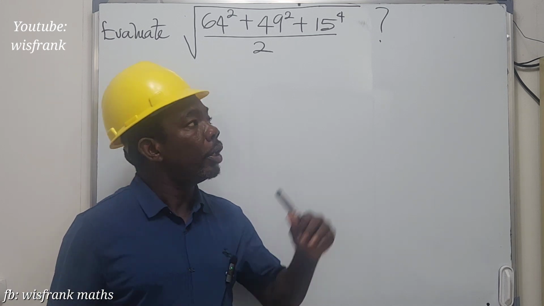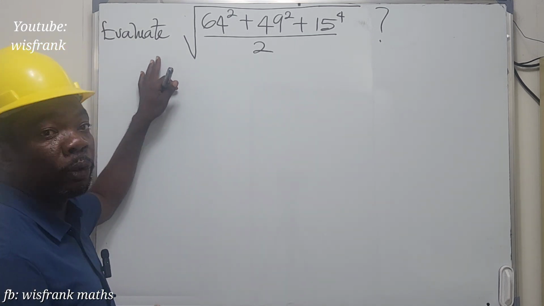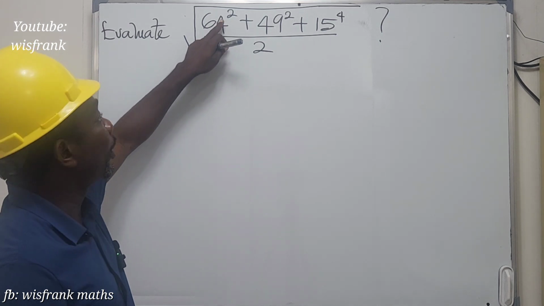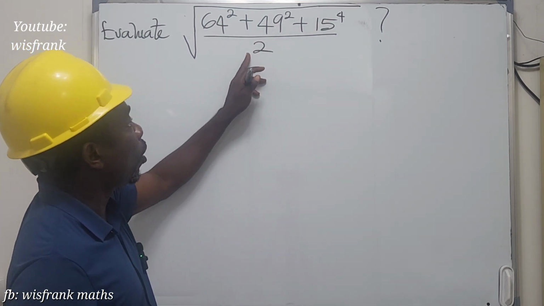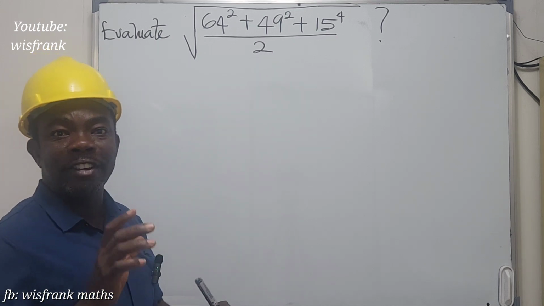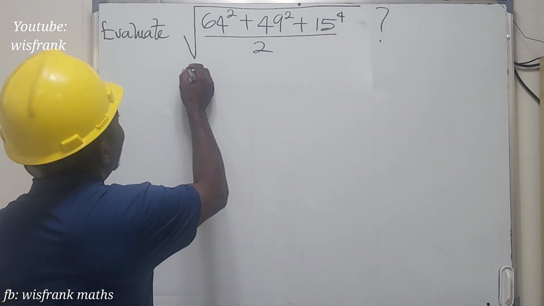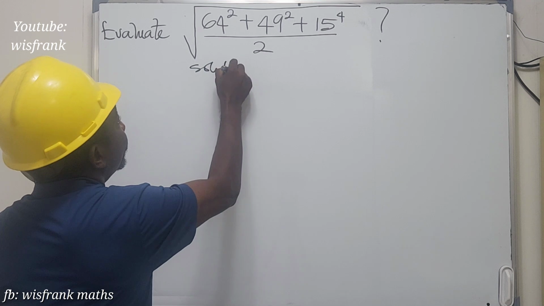Today we are looking at this question: evaluate the square root of 64 to the power of 2 plus 49 to the power of 2 plus 15 to the power of 4, all over 2. So we are going to evaluate this to a simple value. Solution.